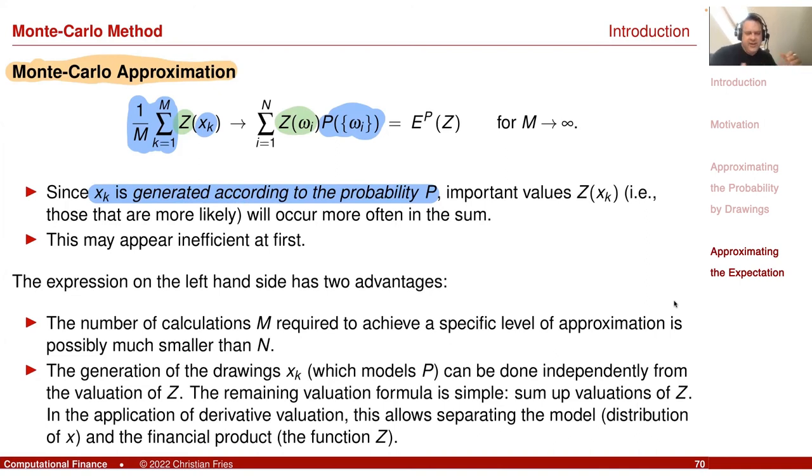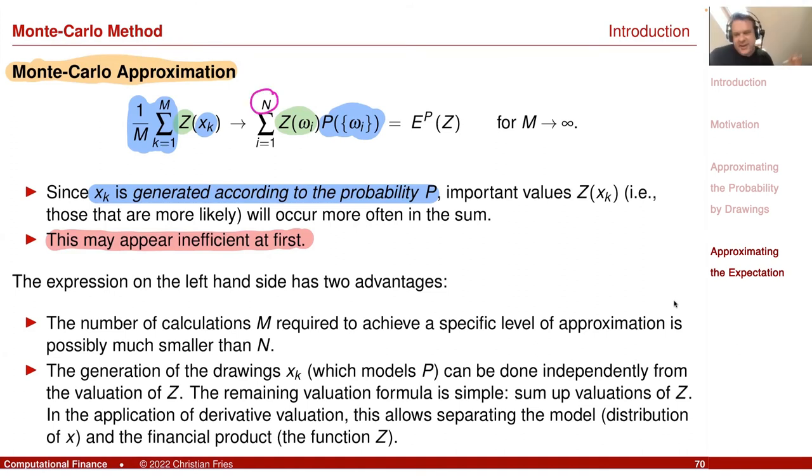If you have your experiment with the dice, and there's maybe one outcome that occurs more often, it just means that you count the six more often in the sum. That looks a little bit inefficient because the probability is doing that for you. The probability is just multiplying the values that occur more often with a larger number. So that may look inefficient at first, but now consider the following case.